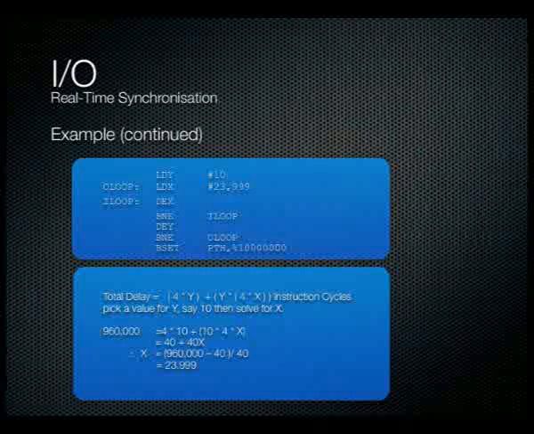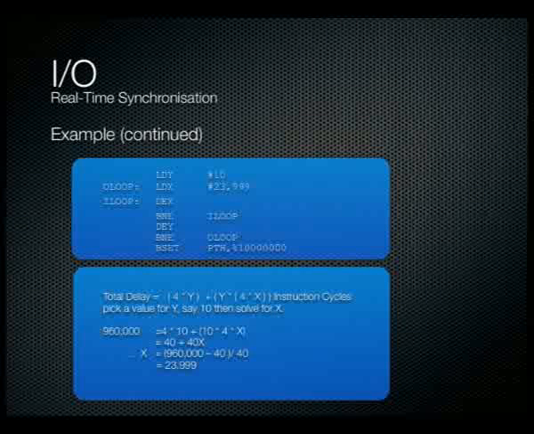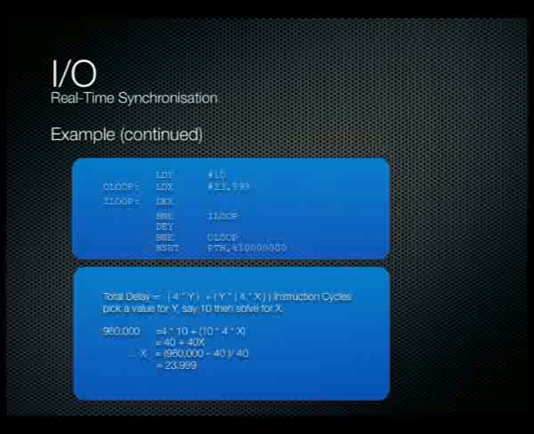So therefore we've actually loaded y with 10, we've loaded x with 21,000-ish, and then we've simply done that for it, which will generate our 960,000 instruction cycle delay.